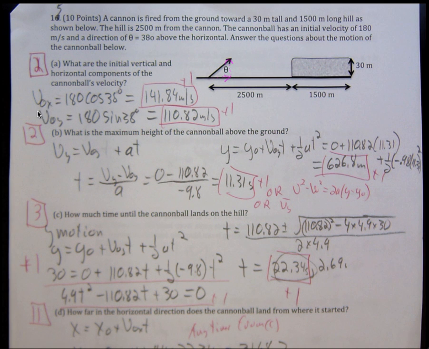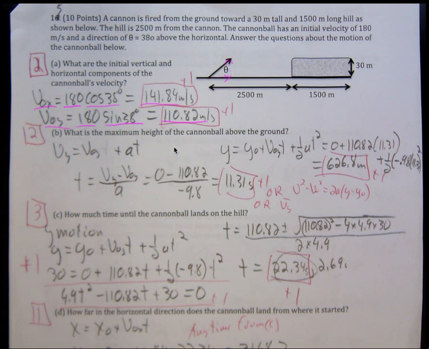And so the horizontal component I'm going to call V0x. It's just the magnitude, 180 times cosine 38, and we get 141.84. And V0y, it's opposite, so it's sine 38 times 180, 110.82. So 1 point each. What is the maximum height of the cannonball?